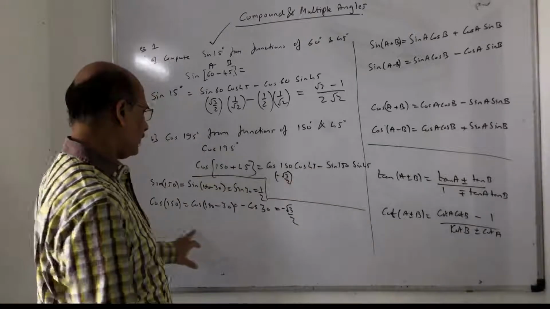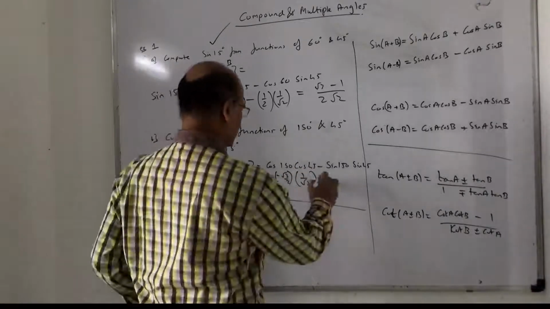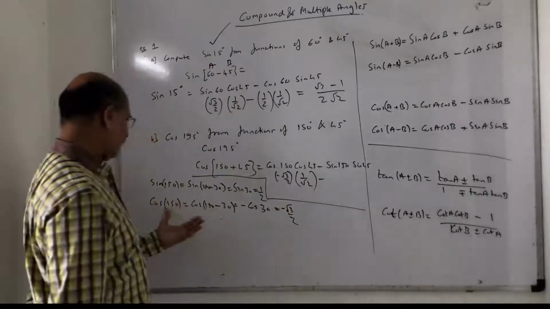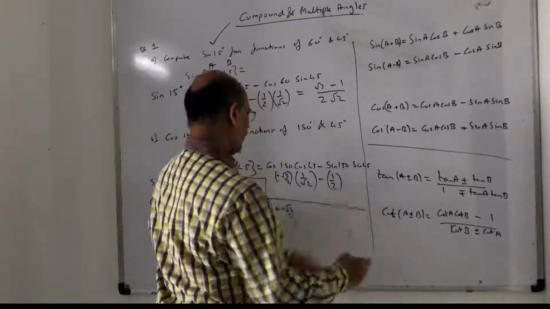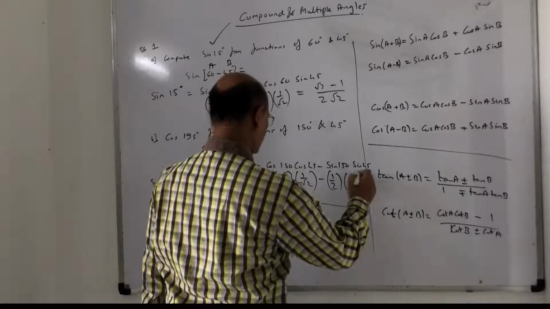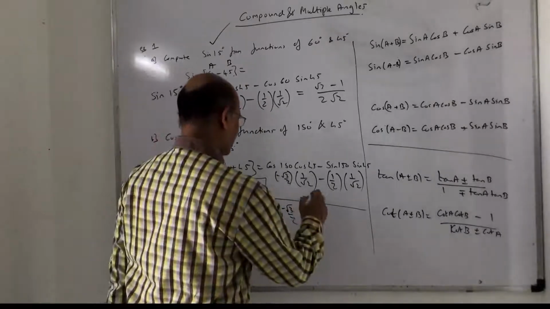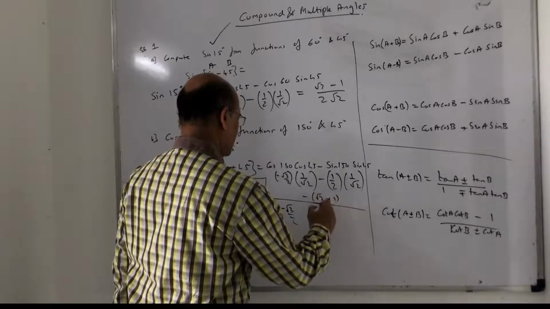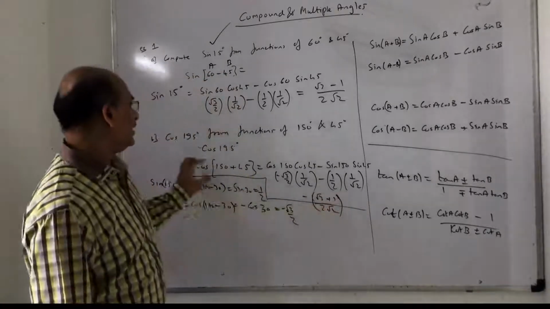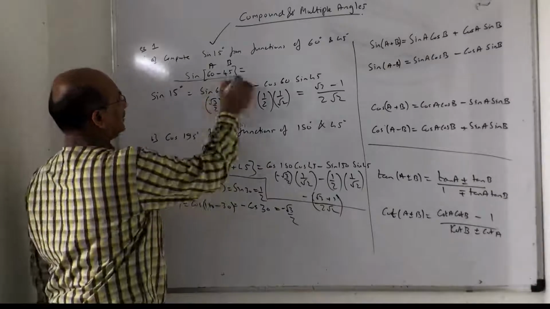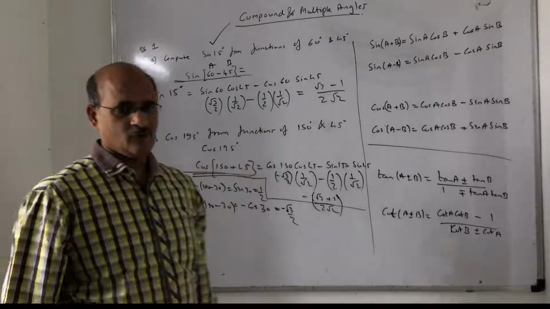Cos 45, everybody knows it is 1 upon root 2. Minus sin 150, sin 150 is 1 upon 2. And sin 45 is 1 upon root 2. So I think basic maths applies here. So minus, if I take common, root 3 plus 1 upon 2 root 2. So this is the way you can evaluate or apply the sine of A minus B formula, sine of A, cos of A plus B formula.